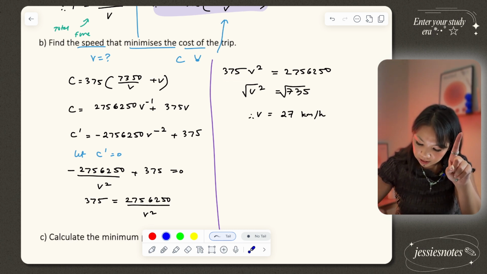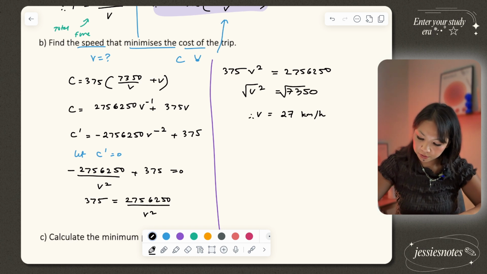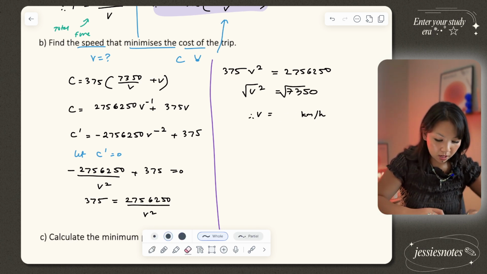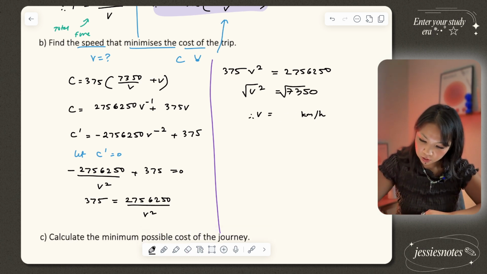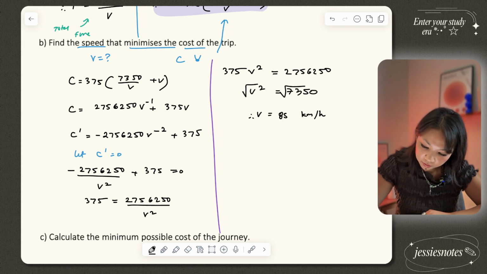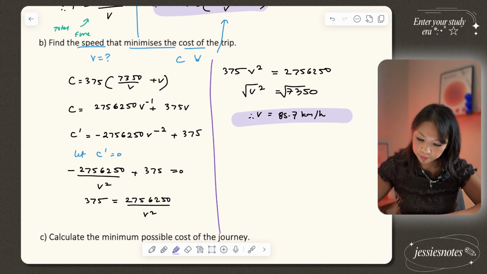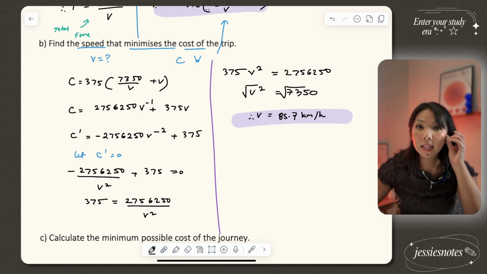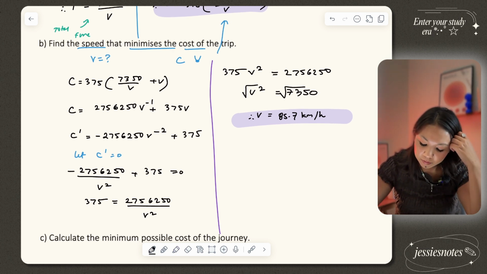So that should be 375. So instead, that's going to become the square root of 7,350, which if I square root that, that is so much better. That is 85.7 kilometers per hour. That is more feasible. Okay, now I want to find the speed that minimizes it. So I'm going to find the second derivative.